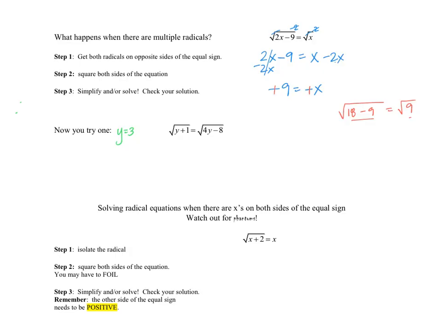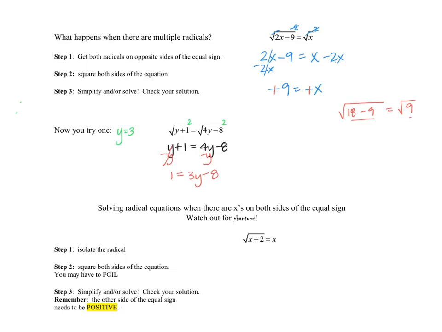We're supposed to square both sides because we have our radicals now on opposite sides of the equal sign. So square it and square it. And when you do, you're going to get y plus 1 on this side, and that's going to equal 4y minus 8. Now this is just like a chapter 1 problem. We're going to get all of our y's on one side. So I'm going to bring this y over here and get 1 equals 3y minus 8.